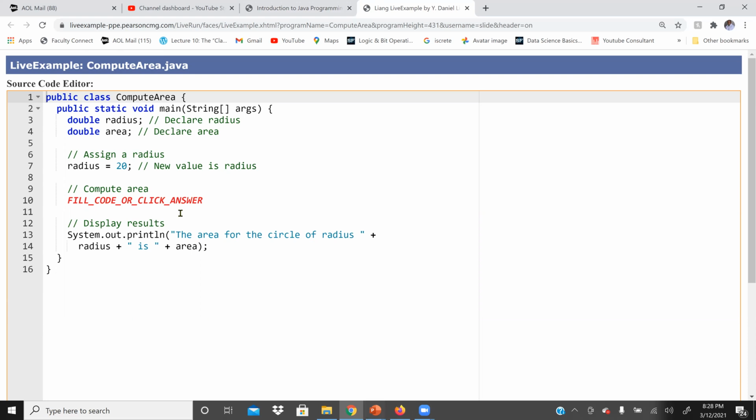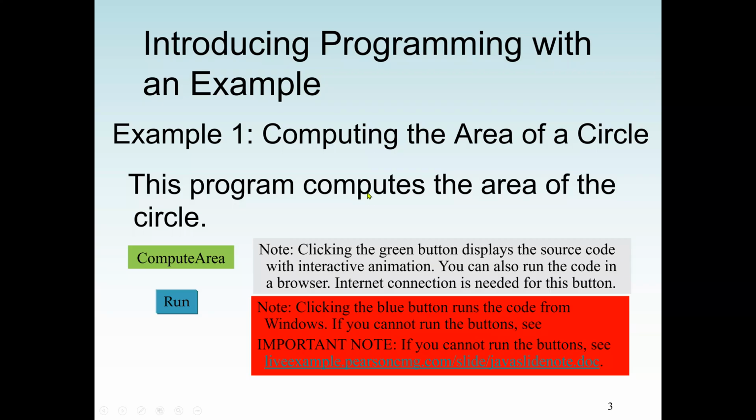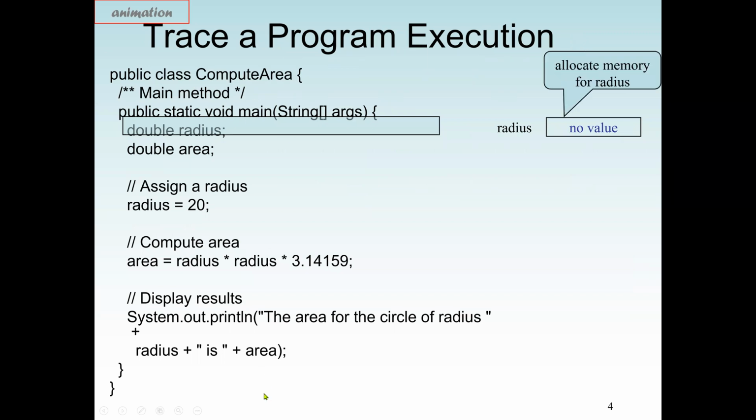But before that, we will go through the program here on our slides. So this is the program that we went through. First, again, we allocate memory for the radius. We declare the radius, double radius. This is our main method again, public static void main String. And as we said, every Java program must have at least one main class. For now, most of our programs will have only one main class.